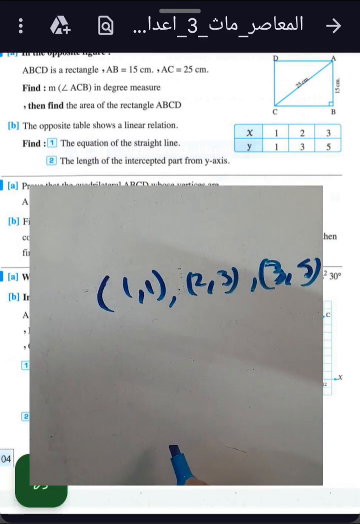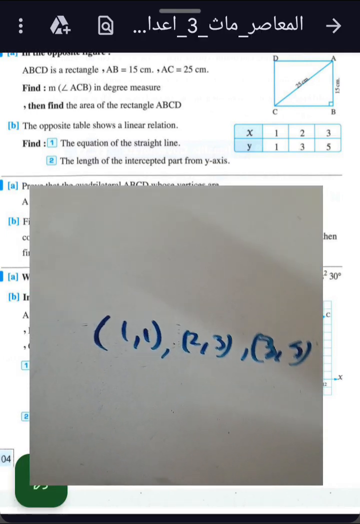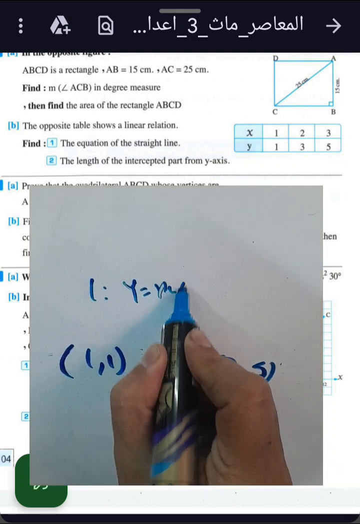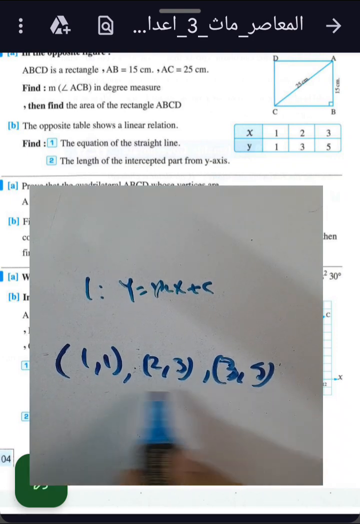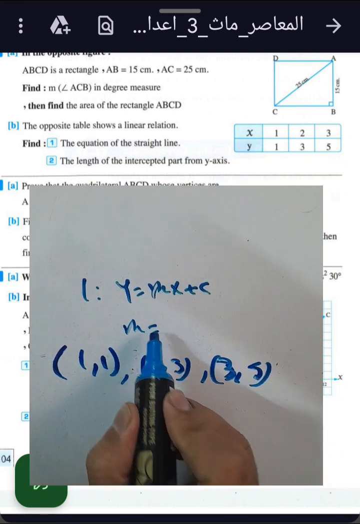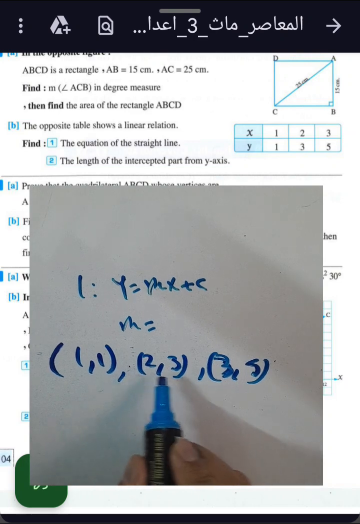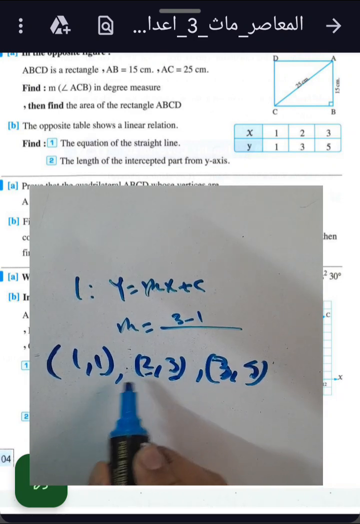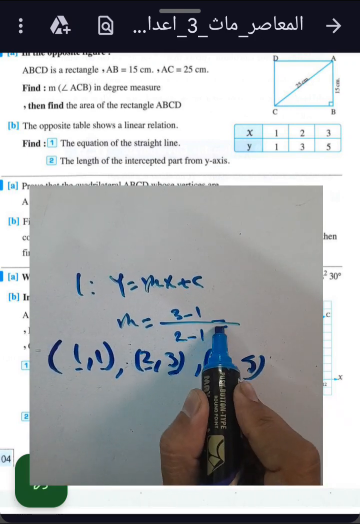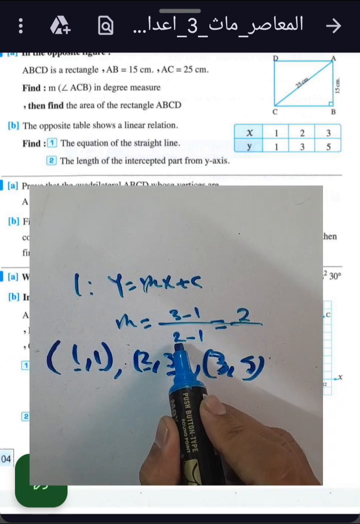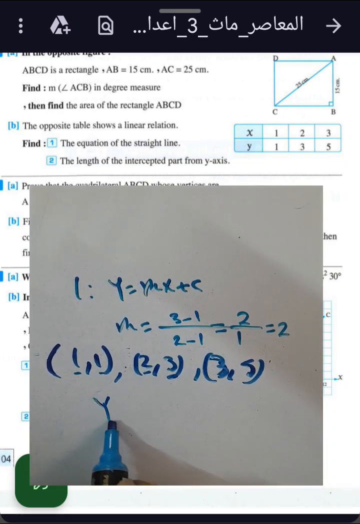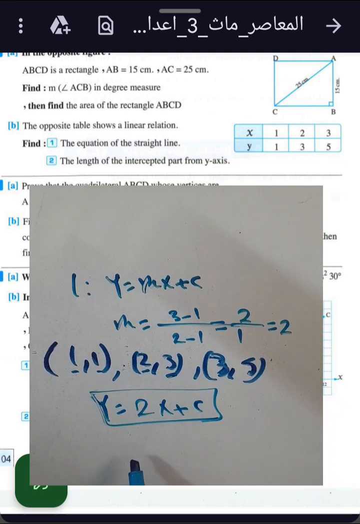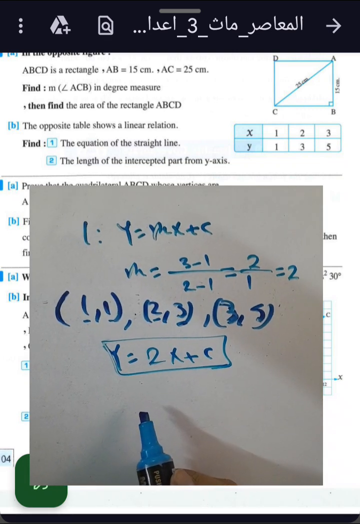We will put y equal mx plus constant, the line L passing through 3 points. Then we can find the slope by straight line such that (1, 1) and (2, 3). y2 minus y1, 3 minus 1, over x2 minus x1, 2 minus 1. 3 minus 1 equals 2, 2 minus 1 equals 1, the result will be 2. Then the equation y equals 2x plus constant is the equation of the straight line.